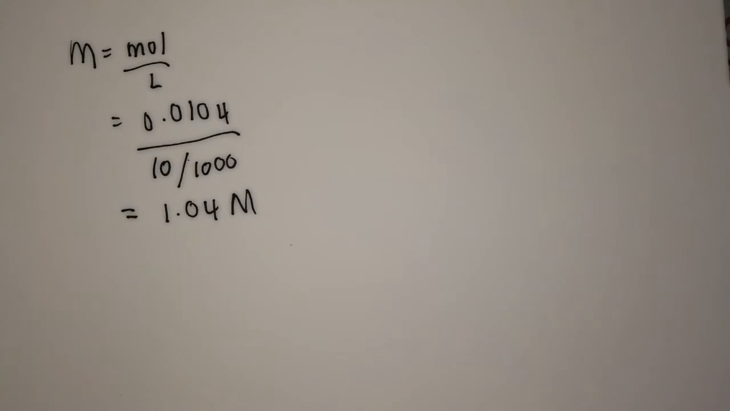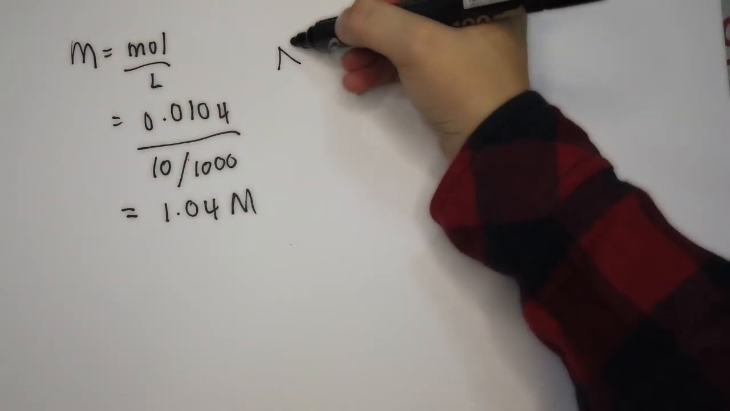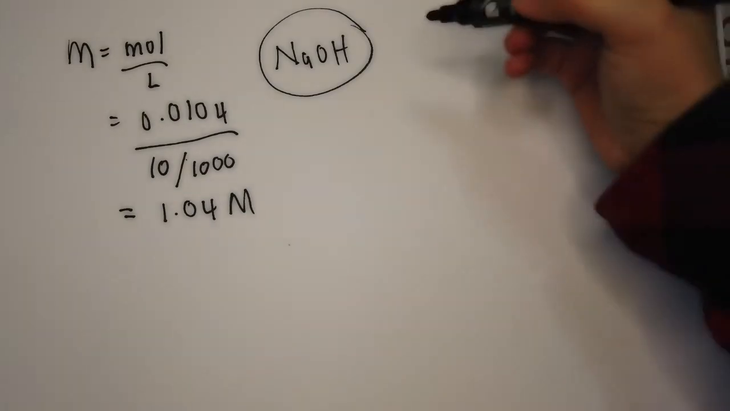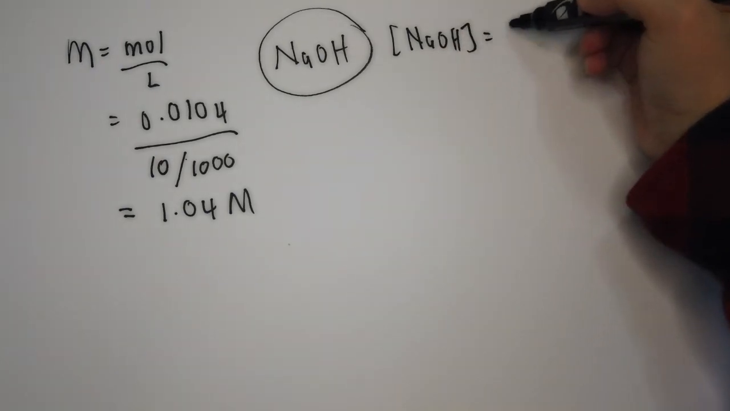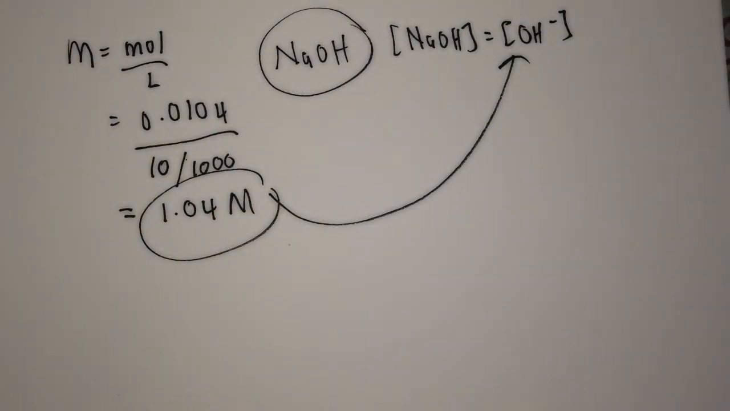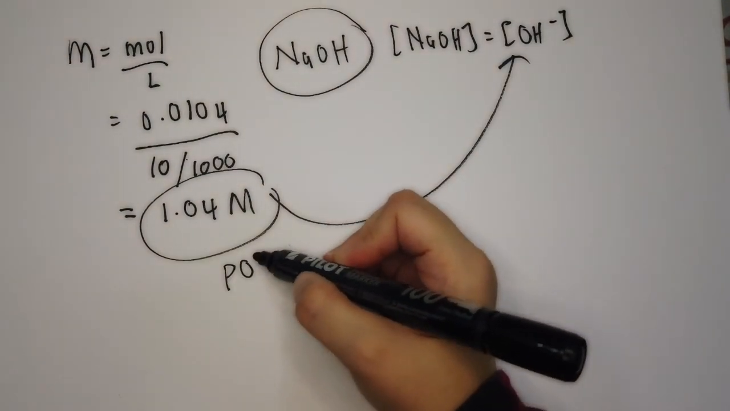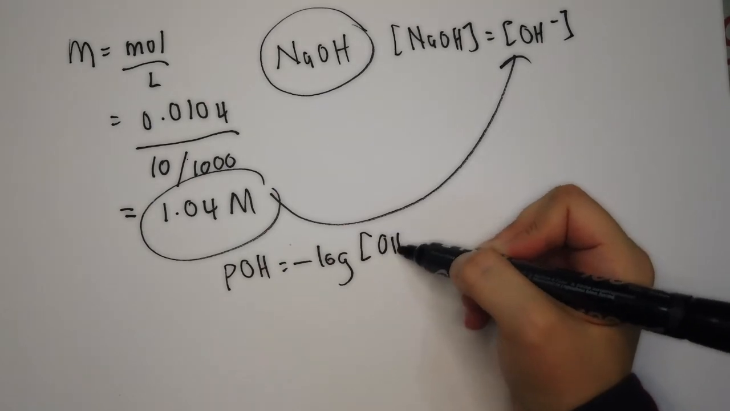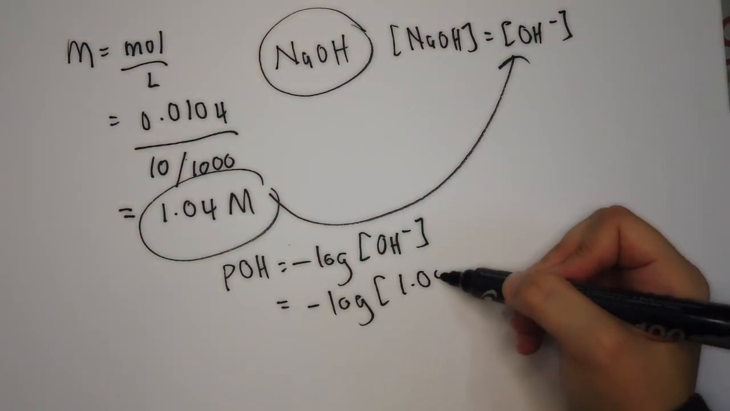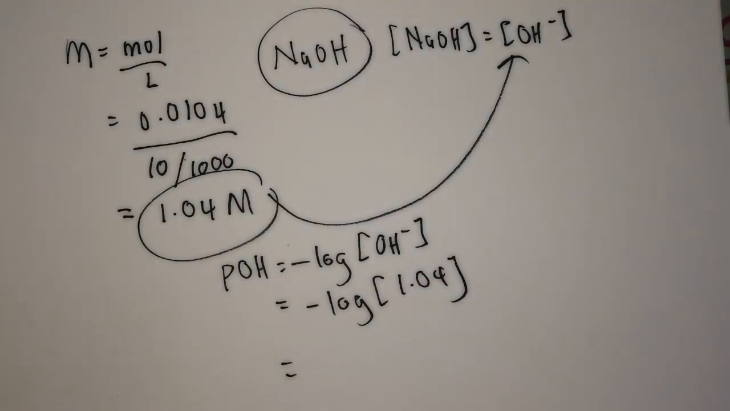Okay. But still, this is not the pH. So how are you going to calculate the pH? The next thing that you need to recall is, is NaOH a strong base? Yes, right? So it means that the concentration of NaOH should be equivalent to the concentration of OH minus. But you were asked to calculate the pH. So before you can calculate the pH, you need to calculate the pOH because this is not an acid, this is a base. So pOH is equivalent to negative log concentration of OH minus. Since you already know the concentration of the OH minus, negative log 1.04. So you just need to press your calculator.